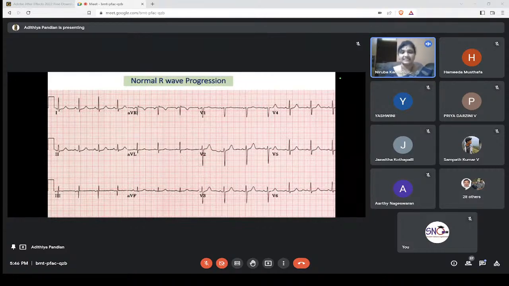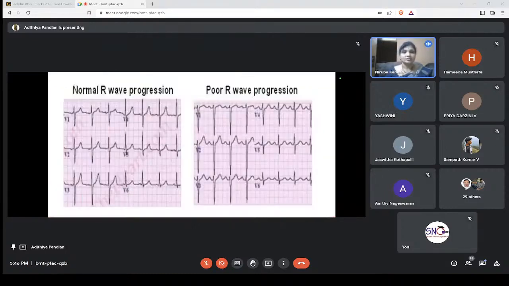Next slide. In the normal R wave progression, V1 is negative, V2 is still more negative, and as you go to V5 and V6, the R wave becomes positive. In poor R wave progression, V1 and even V3 are still negative, V4 is also negative, and only in V5 does it become biphasic. So the R wave has progressed slowly. It should be biphasic at V3. Next slide, please.